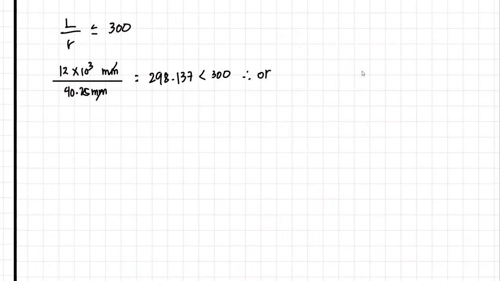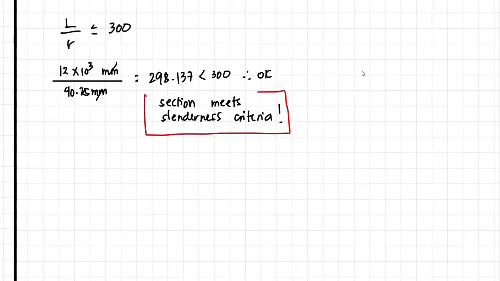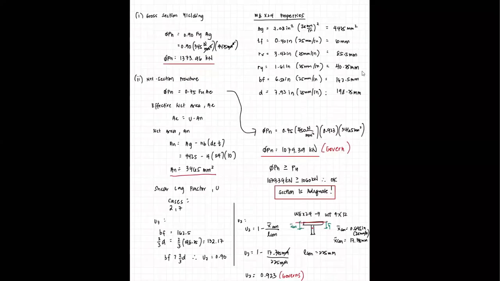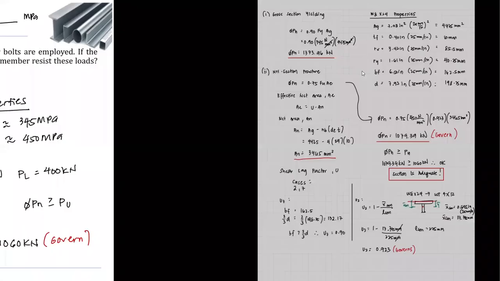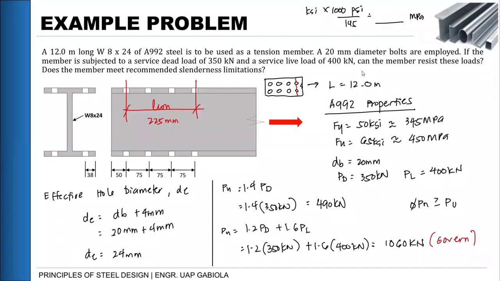Therefore, it means the section meets the slenderness criteria. So if this is the case, we will say that the section is adequate for all the checks that we need to satisfy for tension strength limitations. So that's it. That's how you calculate or analyze a given section based on the given loading and the given constraints of the section.